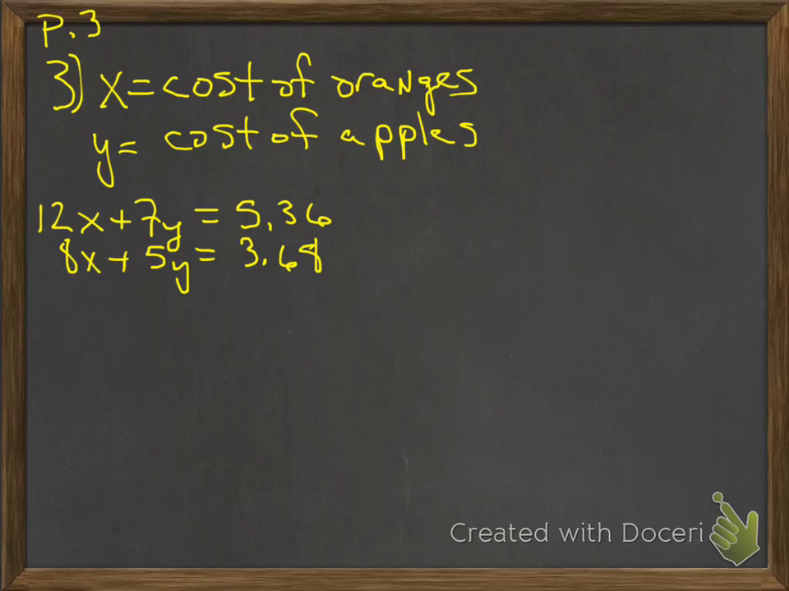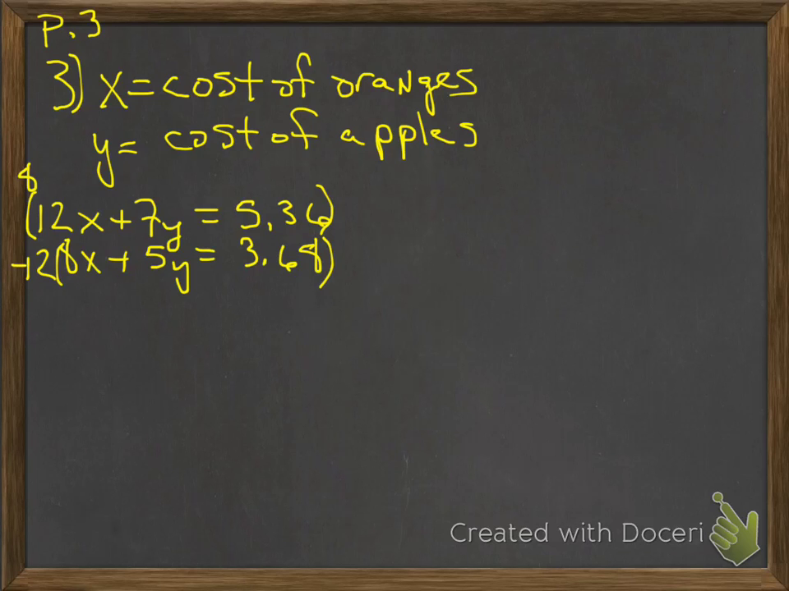Okay, now these are elimination problems. On each one of these, you're going to have to make a switch. You're going to have to put parentheses. Here 8, here 12, and make one of them negative. It really doesn't matter which one. I'm going to go with the bottom one just because I feel like it.